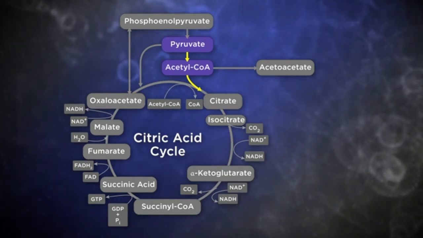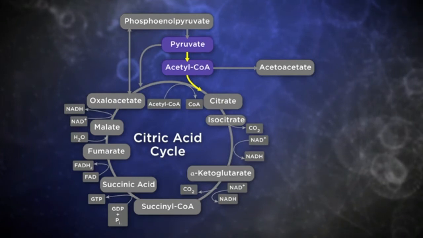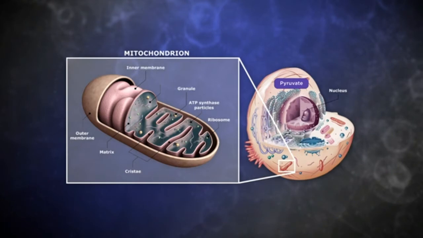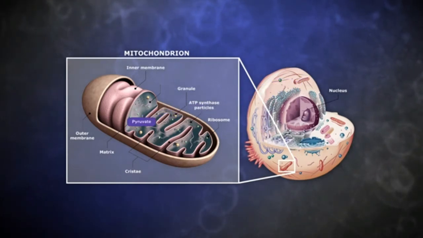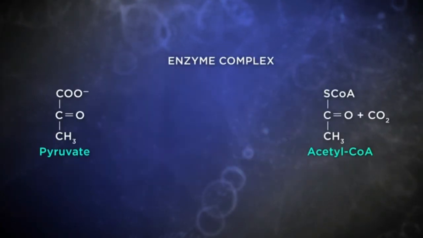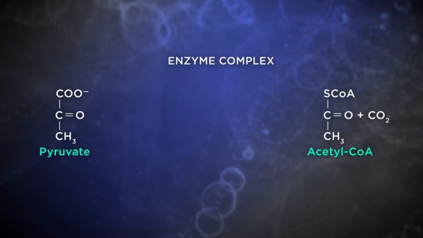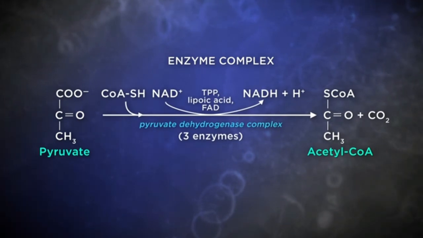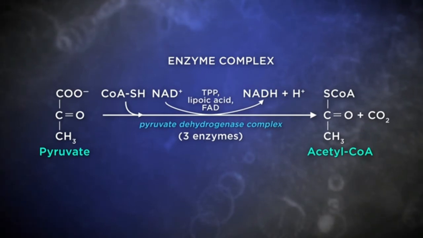To start the process of entering the pathway, pyruvate needs to pack its bags and move from the cytoplasm, where glycolysis produced it, to the innermost section of mitochondria called the mitochondrial matrix. To get converted to acetyl CoA, pyruvate is first transported into the mitochondria, where an enzyme complex called Pyruvate Dehydrogenase acts on it. Remember, conversion of pyruvate to acetyl CoA is necessary for entry of pyruvate into the cycle.